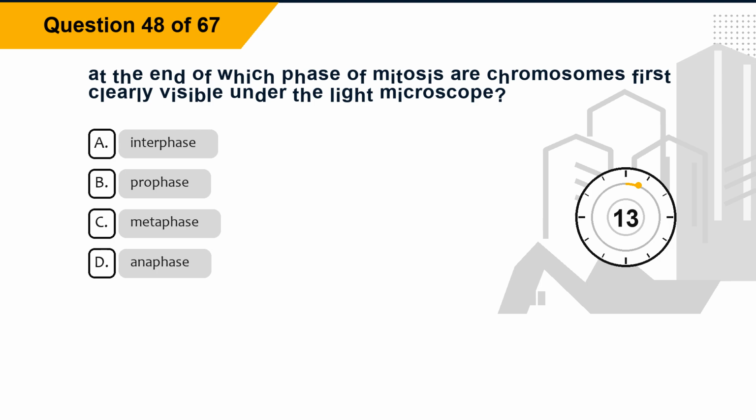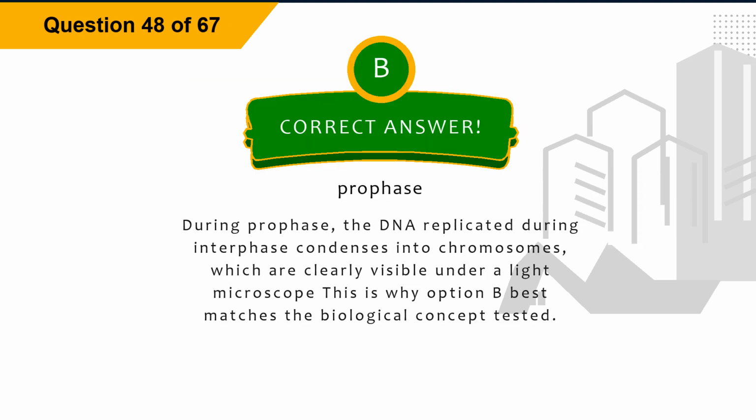Question 48. At the end of which phase of mitosis are chromosomes first clearly visible under the light microscope? Option A, interphase. Option B, prophase. Option C, metaphase. Option D, anaphase. The correct answer is option B, prophase.